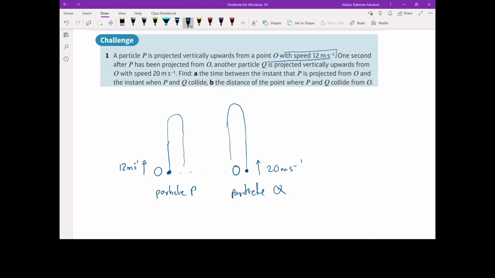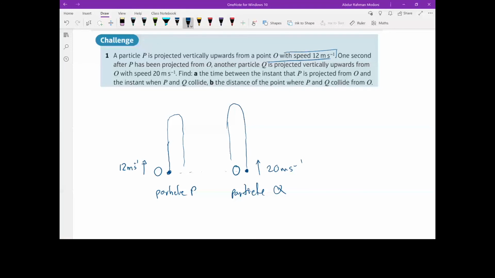So I'm posing this as a question. They're both being released from the same point, O. I know my diagram shows that it looks like two, but no, they're released from the same point. Particle P is released, and then particle Q is projected 1 second after. So that means that as they've both been thrown up, there will be a collision at some point. Are we happy with the fact that there will be a collision? Yeah. Okay, good.